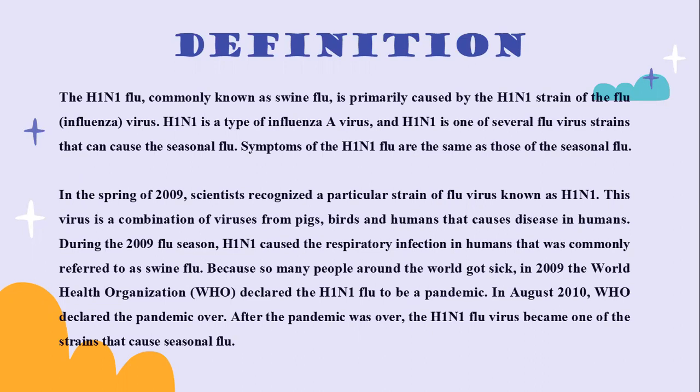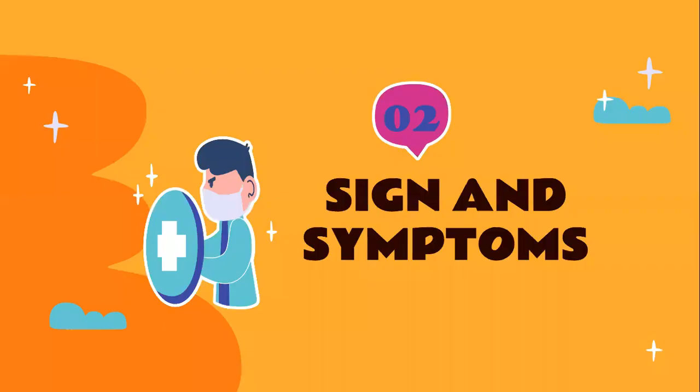Because so many people around the world got sick in 2009, the World Health Organization declared the H1N1 flu to be a pandemic. In August 2010, the World Health Organization declared the pandemic over. After the pandemic was over, the H1N1 flu virus became one of the strains that cause seasonal flu.